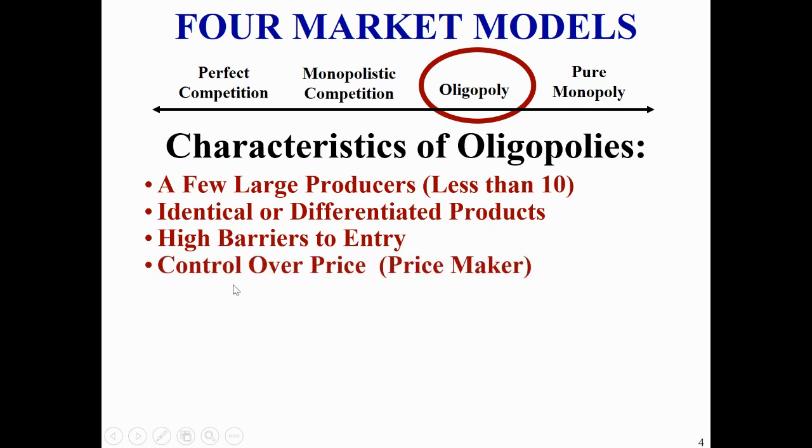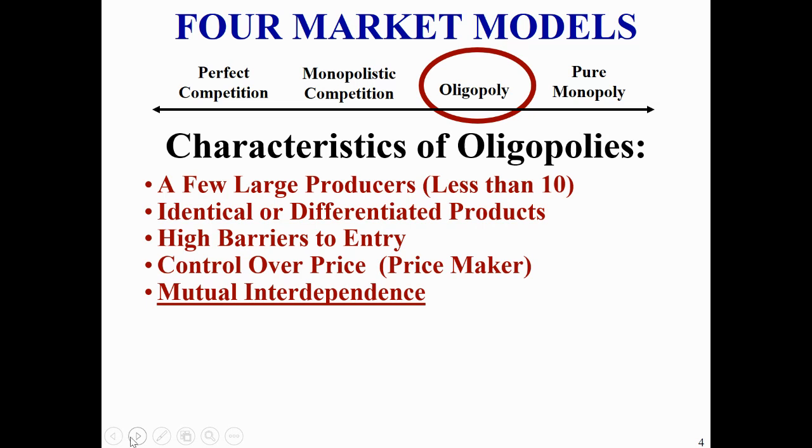It's really hard to get into that industry. They can have control over the price. They're price makers. We are going to study, though, in oligopolies, they are very interdependent. So, depending on what they do, they can practice this thing called game theory. We're going to study how, if an oligopoly chooses to compete with one another, they'll look more like a perfectly competitive market, or have some of those characteristics. But if they choose to collude, which in America is illegal, they'll look more like a monopoly.